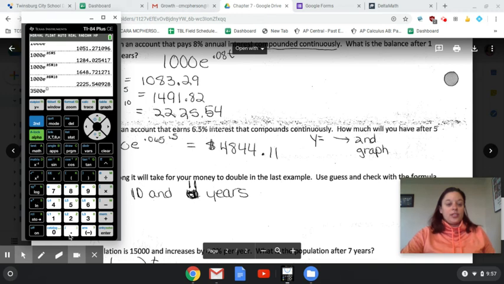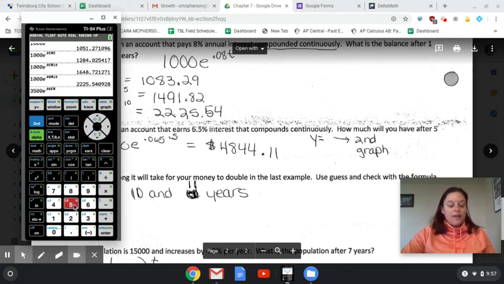Your interest rate, make sure you type it in right, 0.065. If you just do 0.65, it'd be like 65%, not 6.5%. If you get a number that's really off, like huge, and you're trying to figure out why, it's probably because you wrote your decimal wrong. And then we want to know what happens after 5 years.